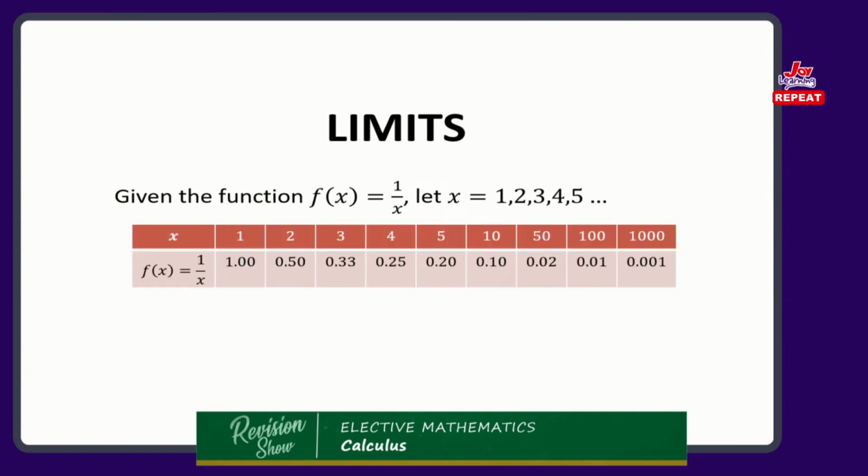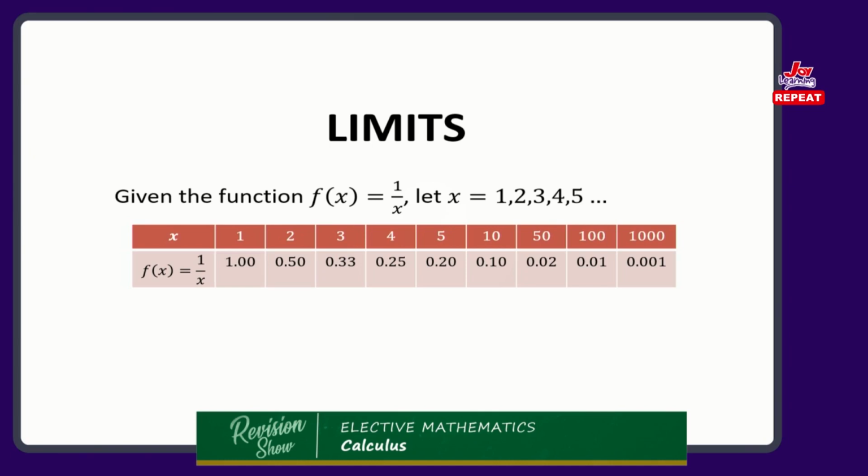Now, look at what I have on my table. I have used different values, beginning from x being 1, all the way to x being 1,000. You would observe that when I have x as 1 and I put it into the function f of x equals 1 over x, I get 1. For 2, I get 0.5. In other words, 1 over 2 gives me 0.5. 1 on 3 gives me 0.33 recurring. I have left it in two decimal places. 1 on 4 is 0.25. 1 on 5 is 0.20.